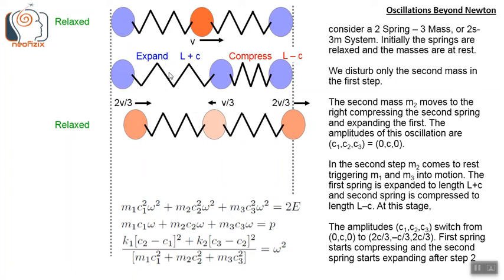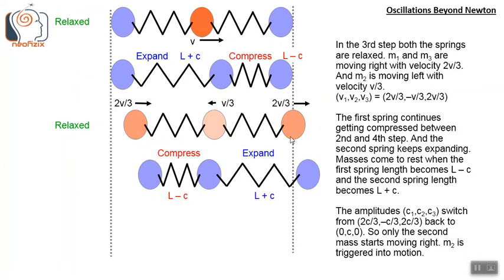So in this case, the first spring starts compressing from its expanded length. In the third step, they would be relaxed. In the second step, basically, this is expanded, this is compressed. So the first spring which is expanded starts compressing, and the second spring which is compressed starts expanding. So in the third step, both the springs are relaxed. The compressed portion has expanded from length L minus C to L, and the expanded portion has compressed from L plus C to L. So both the springs are relaxed at this stage, in the third step.